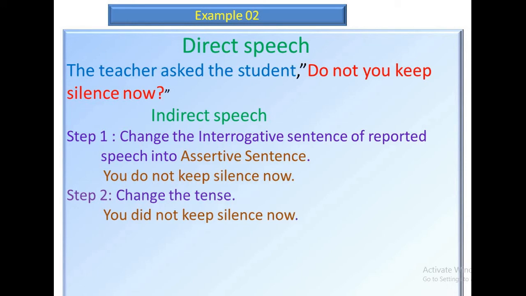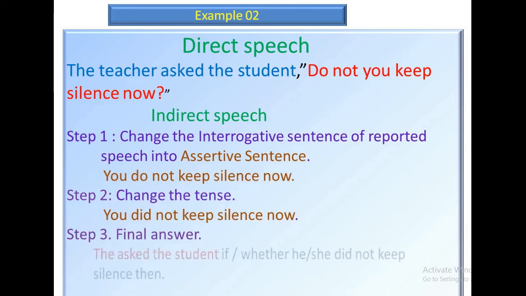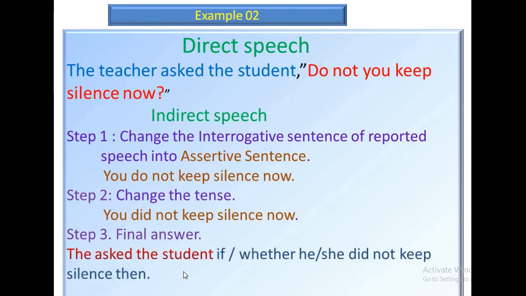Next, we will go to step number 3, final answer. In the final answer, we have to connect the reporting speech to the reported speech. The teacher asked the student. Here, teacher should be written here. The teacher asked the student if or whether he or she did not keep silence then.